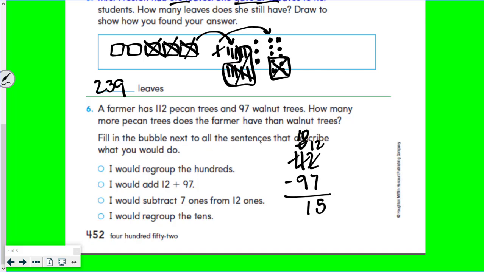So fill in the bubble next to all the sentences that describe what you would do. I would regroup the hundreds. Yeah, we did regroup the hundreds. I would add 12 plus 97. No, we did not add. I would subtract 7 ones from 12 ones. 7 from 12. Yep, we did that. I would regroup the tens. Yes, we did regroup the tens. So we did 3 things out of these possible steps. Let's go to the next page.